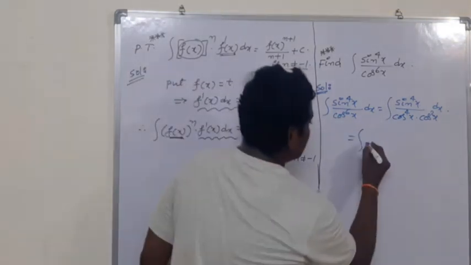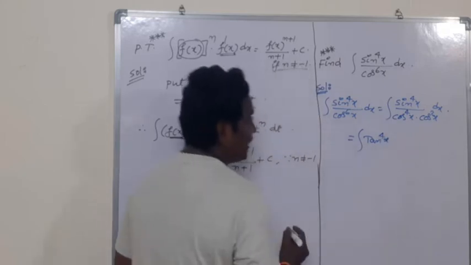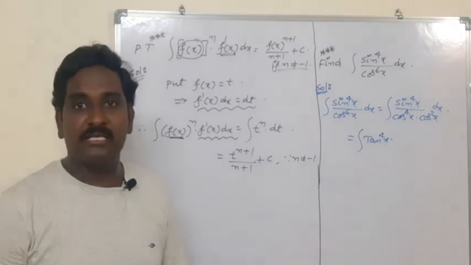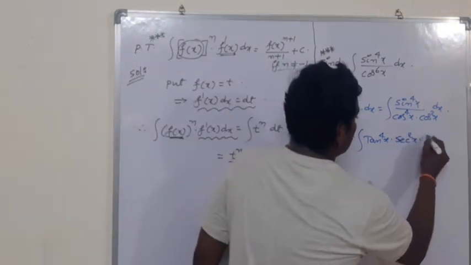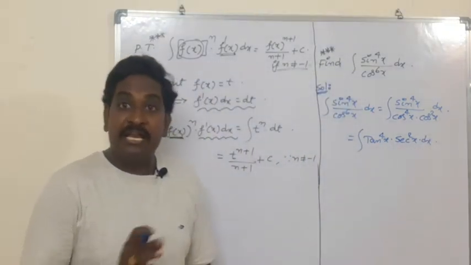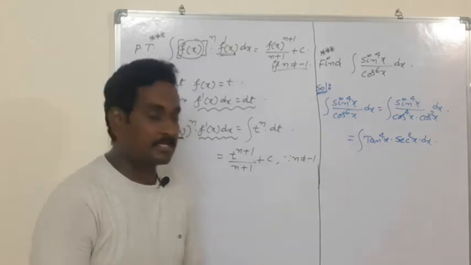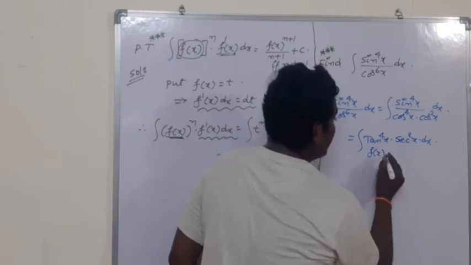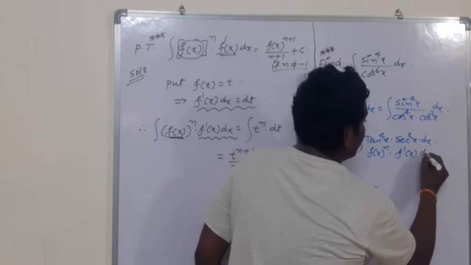That's why you will get tan power 4x into 1 by cos square x. What is 1 by cos square x? Secant square x. Now everybody knows that the derivative of tan x is secant square x. That's why this problem is in the form of f of x whole power n into f dash of x dx.